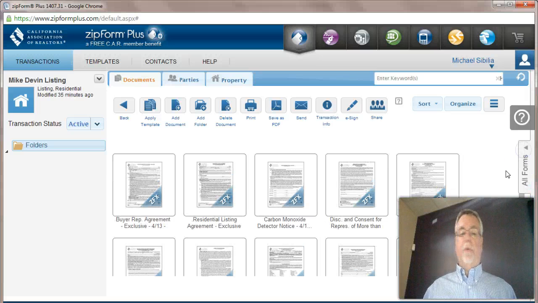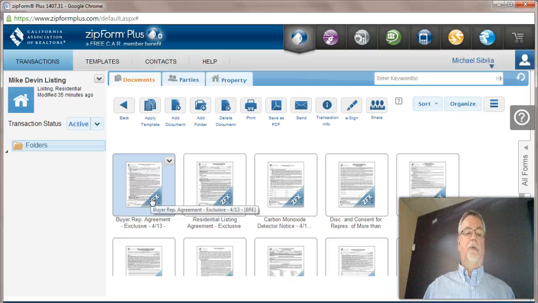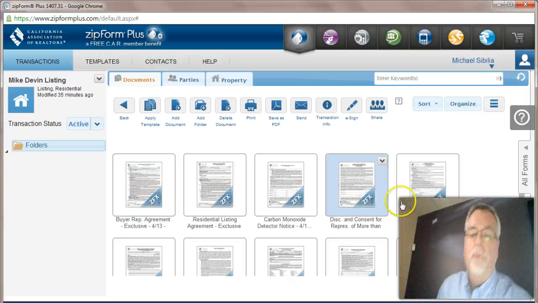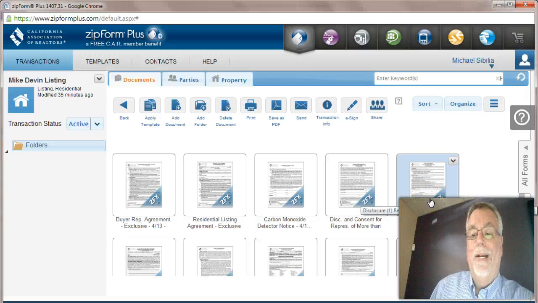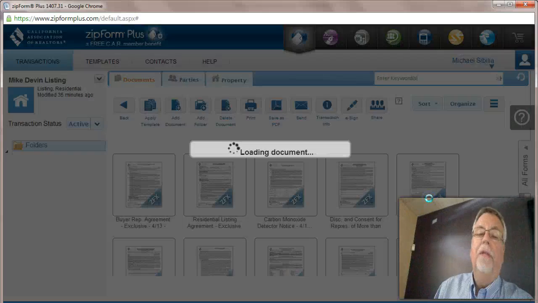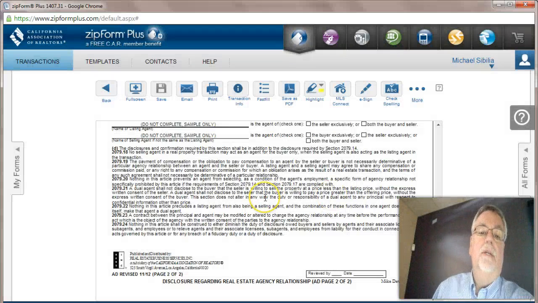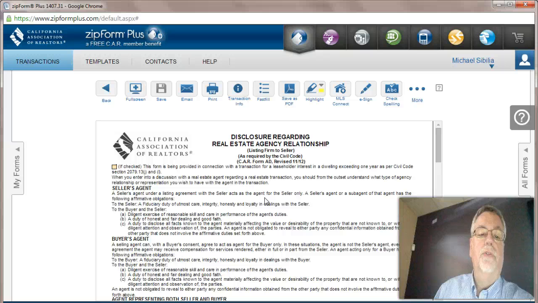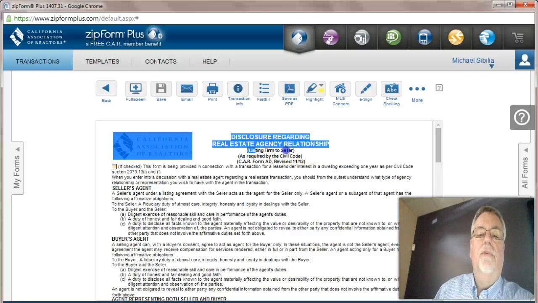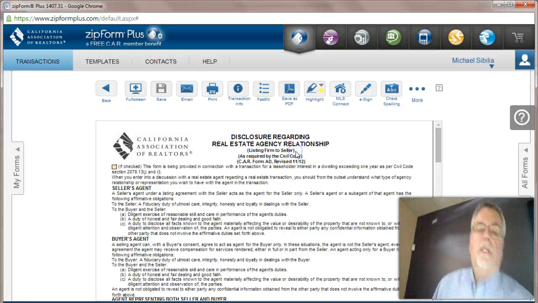Now, today we're really going to talk about the residential listing agreement. Before we do the residential listing agreement, what are we supposed to do first? Disclosure. The Civil Code does say that you're supposed to do agency disclosure first. There's a listing firm to seller, which is agency disclosure number 1.